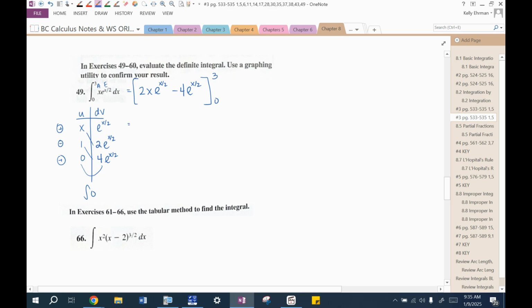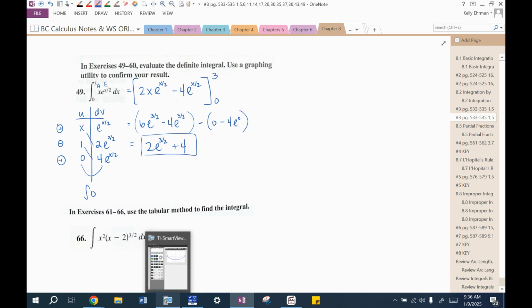So put in 3, you get 6 e to the 3 over 2 minus 4 e to the 3 over 2. Then put in 0, you get 0 for the first term, minus 4 e to the 0. These are like terms, so 2 e to the 3 over 2 plus 4. I don't want to take the time to check on my calculator, but I could and see if the decimal version of that is the same.